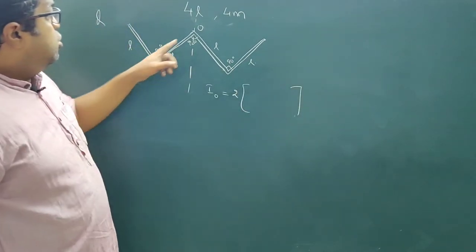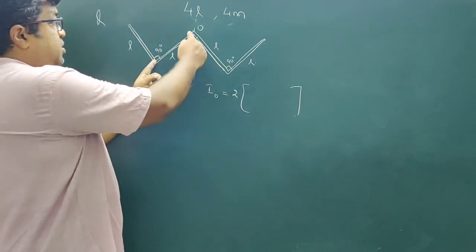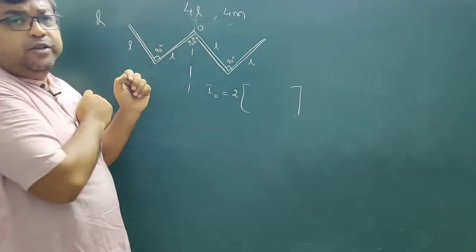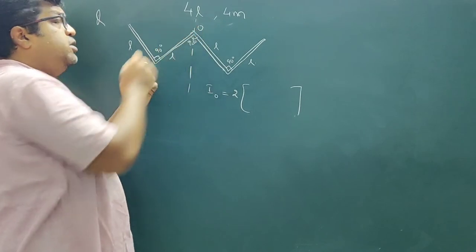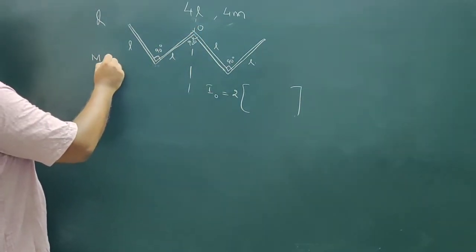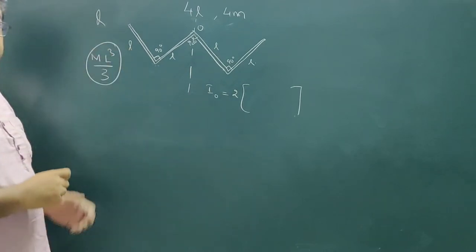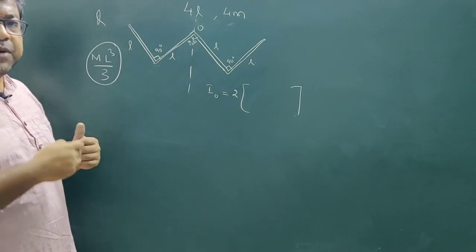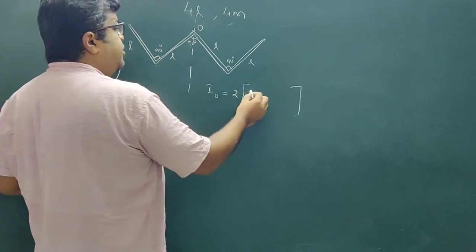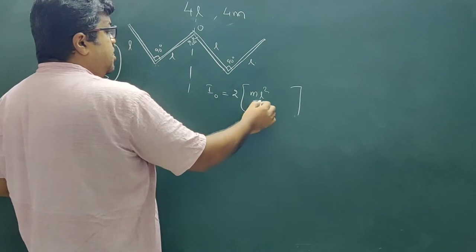Now this part is again divided into two parts, this one part, this other part. Now for this part, O is the end point. So for this rod, O is the end point. M is the mass, L is the length, then ML squared by 3 is the moment of inertia of a rod about an axis passing through the end. So for this portion, the moment of inertia will be ML squared by 3.